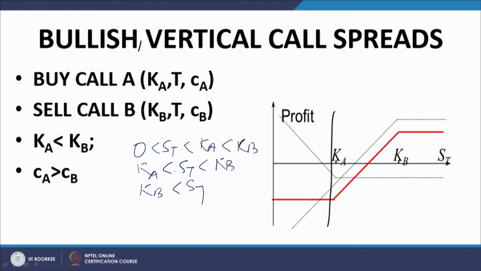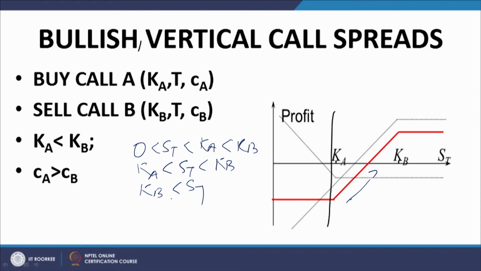If K A is less than S t is less than K B, then option A will be exercised, because S t is greater than K A. So, option A will be exercised, and you are long in option A, please note. So, this region starts in that case, and K B will not be exercised, because your stock price is below K B, and if the stock price is below the exercise price, call options do not get exercised. Why? Because they are a right to buy.